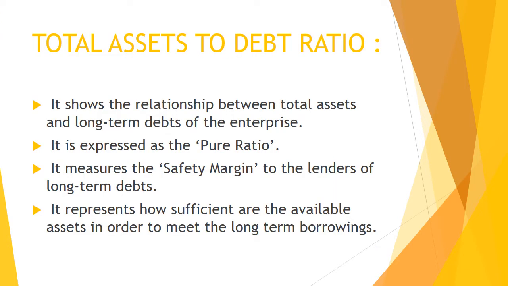The first one is total assets to debt ratio. Now it shows the relationship between, as the name itself suggests, total assets and the debt. Now as it is solvency ratio, it is long-term debt. So it shows the relationship between total assets and long-term debts of the firm. How the long-term debts are to be covered with the assets that the company or the firm has. That is what we will be getting an idea about in this ratio.